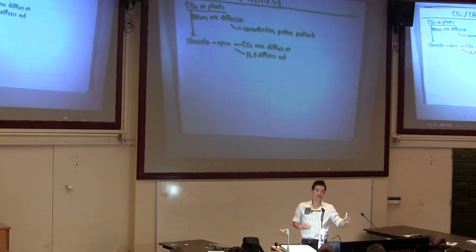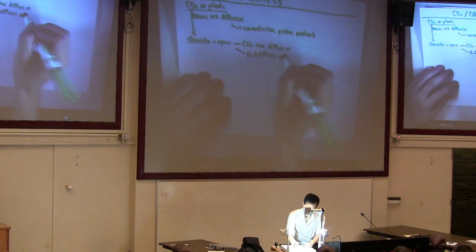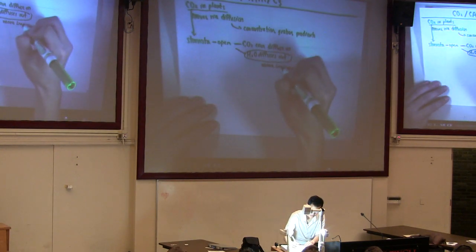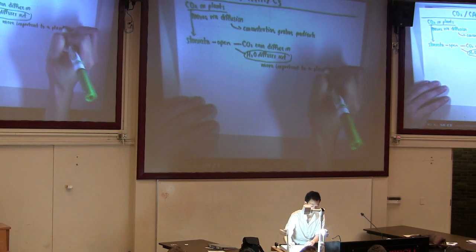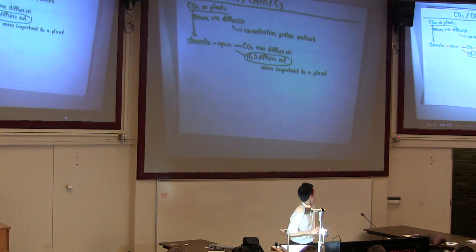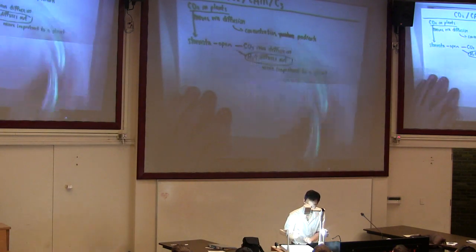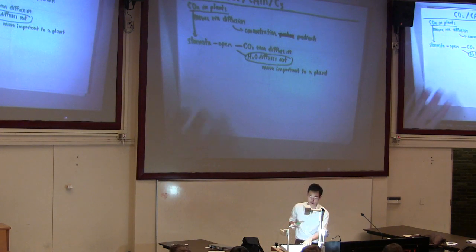What is more important to a plant? Getting CO2 or preserving water? Water, right? So this is more important to a plant. Jeffrey, yes. What does it say next to the concentration gradients? I just wrote this twice. Yeah, concentration gradients. Okay.